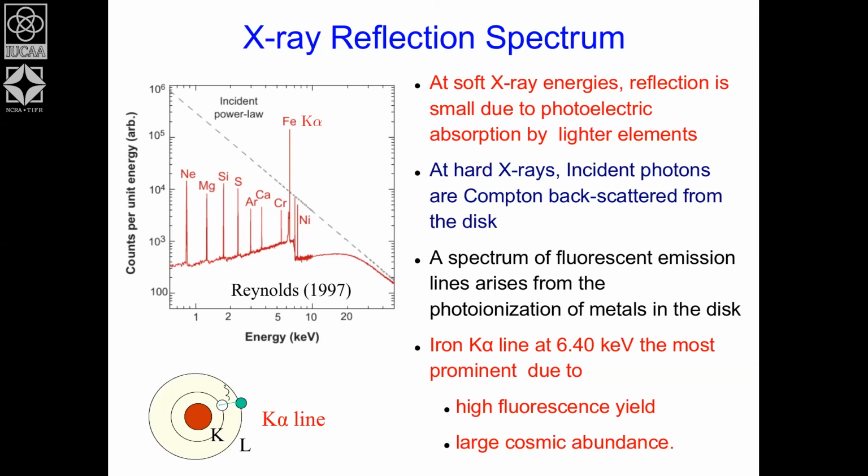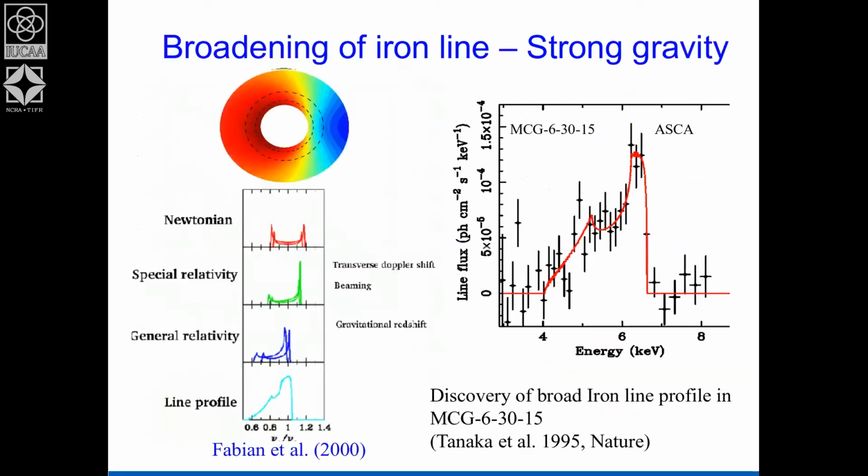See here, the simple picture is there is a power law continuum like this, which is illuminating the accretion disk, and then the accretion disk gives rise to this kind of spectrum, which we call the reflection spectrum. Among the features, the iron K alpha line is the strongest due to the large cosmic abundance as well as high fluorescence yield. And this line is modified due to the spatial and general relativistic effects near the supermassive black hole.